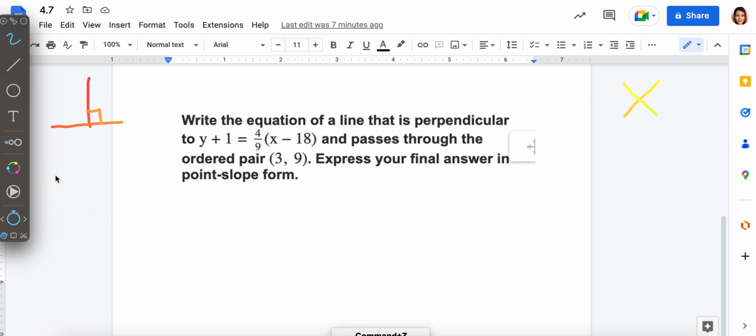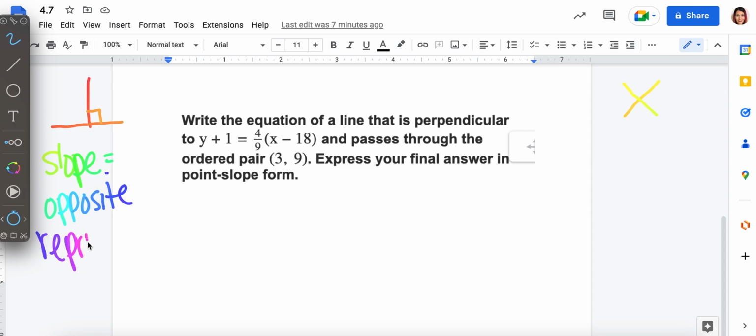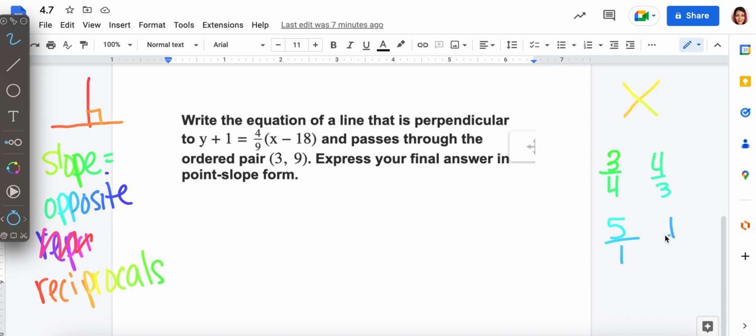So our slopes of perpendicular lines are opposite reciprocals. I misspelled that, sorry, reciprocals. If you don't know what a reciprocal is, it's a fraction and it's just flipped. So like 3/4 and 4/3, that's the reciprocal, you just flip the fraction. If we have a whole number, remember we can write any whole number over 1. So then we can flip it into 1/5. So 5 and 1/5 are reciprocals.